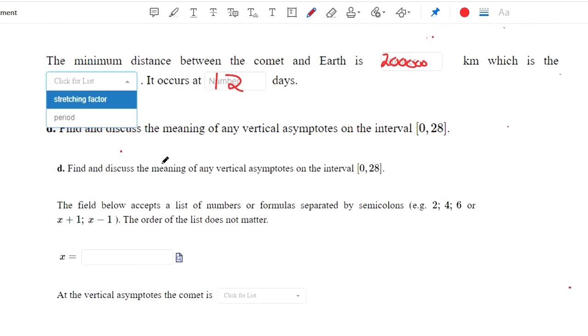Part D says, whoop, sorry, accidentally clicked my kid's video game there.